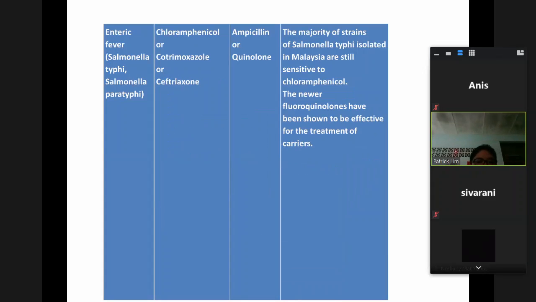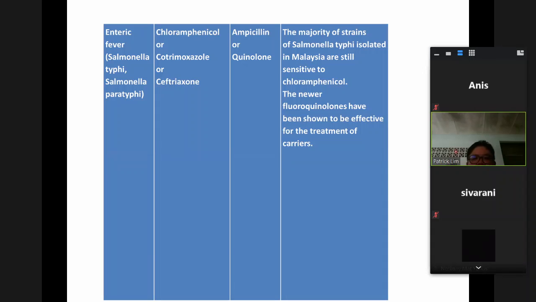If someone has enteric fever from Salmonella typhi or Salmonella paratyphi, this is common currently because of Salmonella infection of eggs. So eggs currently should not be consumed because they have strains of Salmonella. What we can do is give chloramphenicol or cotrimoxazole or ceftriaxone. Ceftriaxone is a third generation cephalosporin. Second option, we can give ampicillin or quinolone.